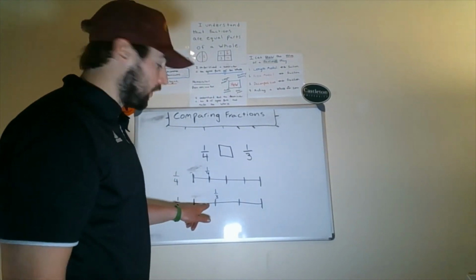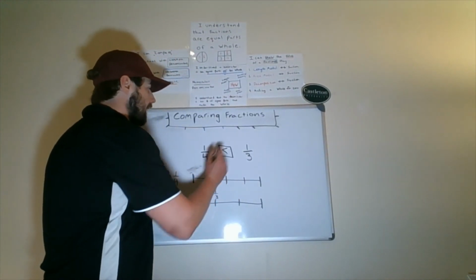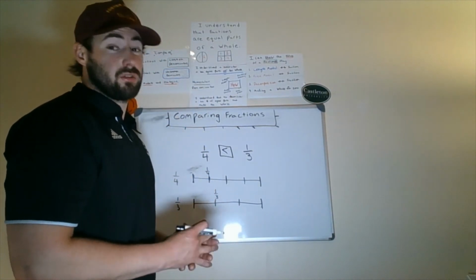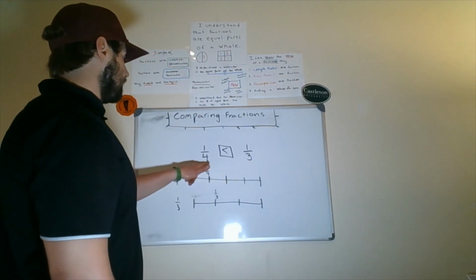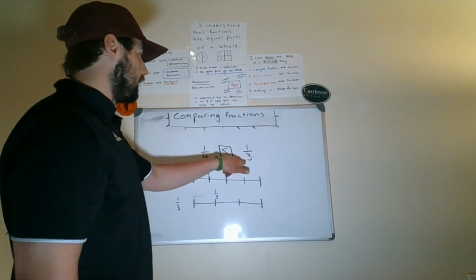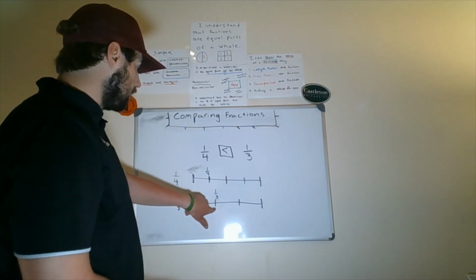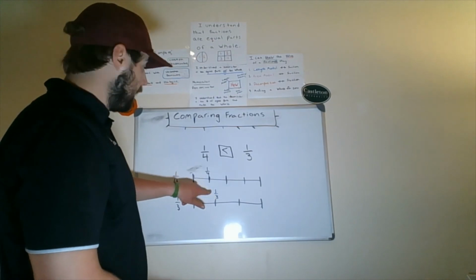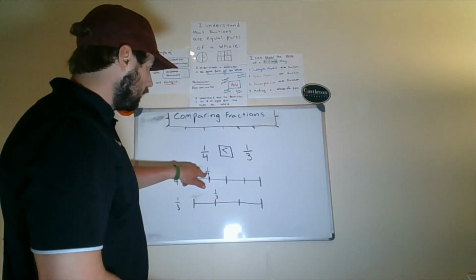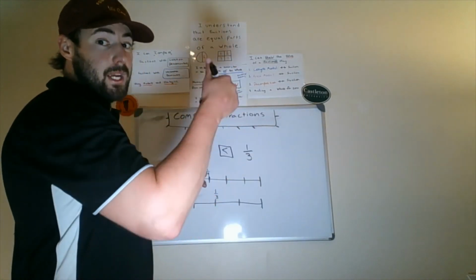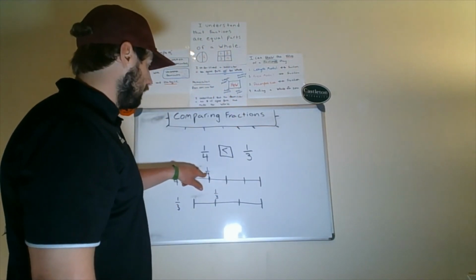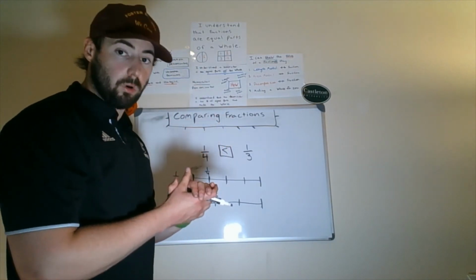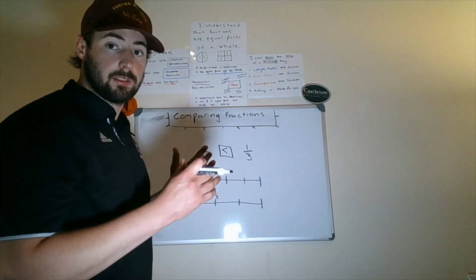Clearly, 1/3 is greater than 1/4. But what is really, really interesting is that 3 is less than 4, but it is greater. Why? Because the parts are bigger when we have a smaller number in our denominator, and our parts are smaller when we have a bigger number in our denominator. There are more parts, so the parts are smaller when we're comparing wholes that are equal. That's what happens with fractions.